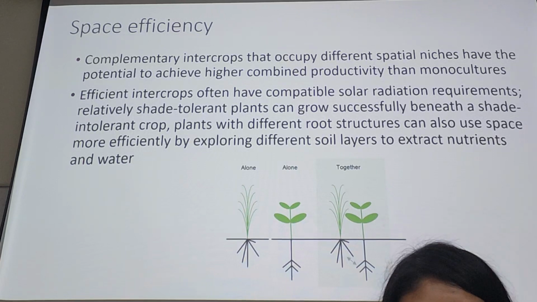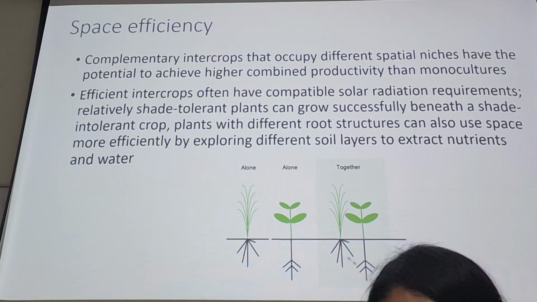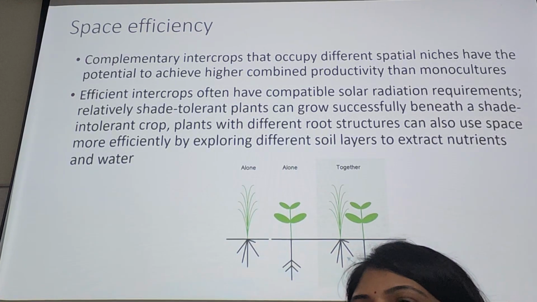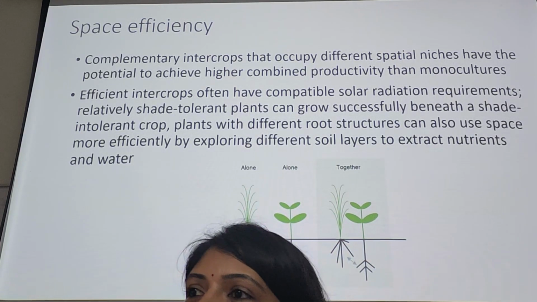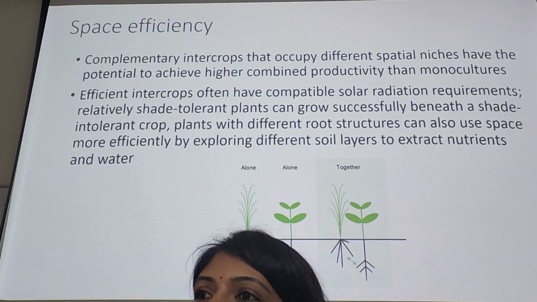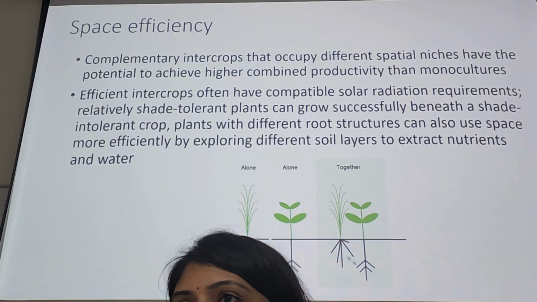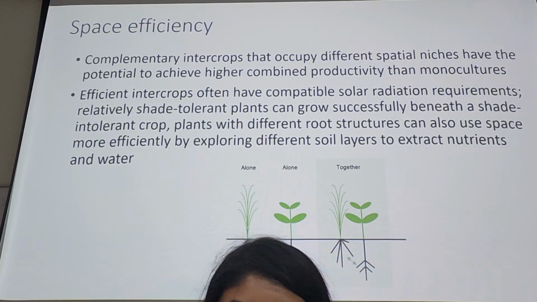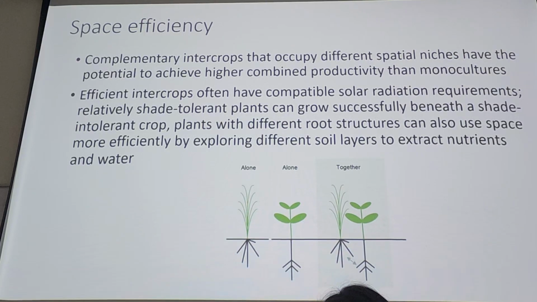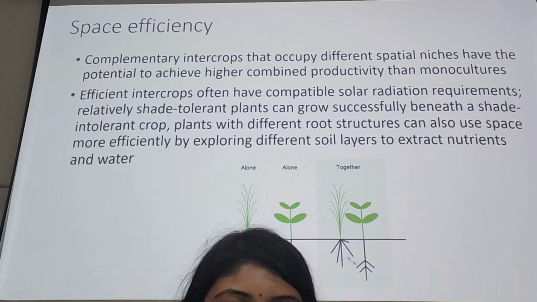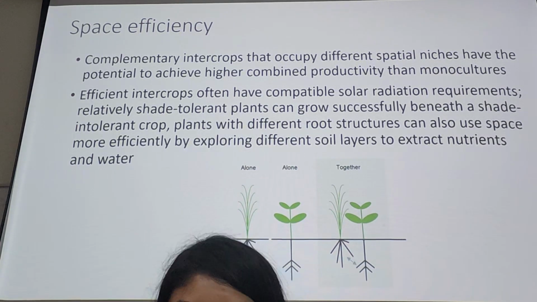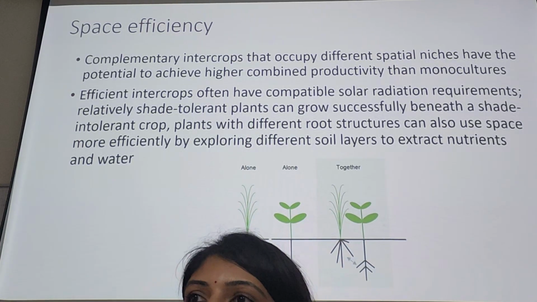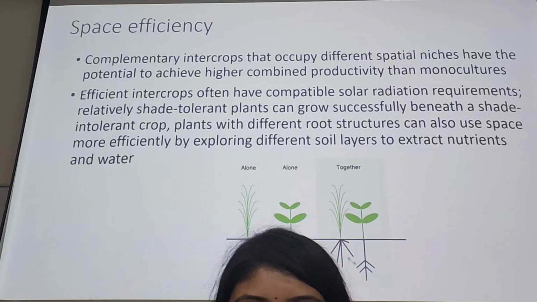Okay, so there are two things that we usually think of when we are considering space efficiency. First of all is the canopy of the plant. So usually taller plants are combined with shorter plants. And another one is in terms of the root. So plants with different root structures are used so that they explore different soil layers to extract the nutrients and water.